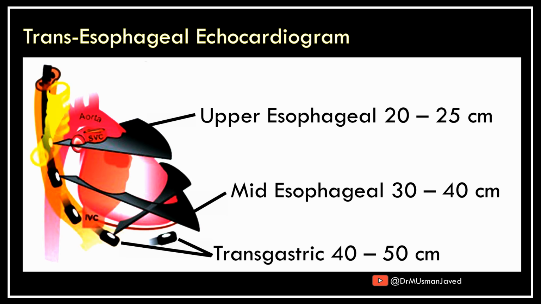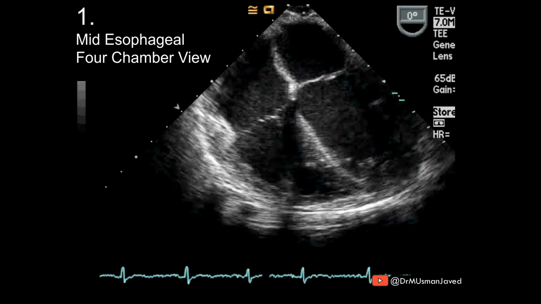By these manipulations we can get views at mid-esophageal level, which is at the distance of about 30 to 40 centimeters from incisor teeth, upper esophageal level 20 to 25 centimeters. And transgastric views are obtained at 40 to 50 centimeters. Let's review each view and the major structures visible in each view.